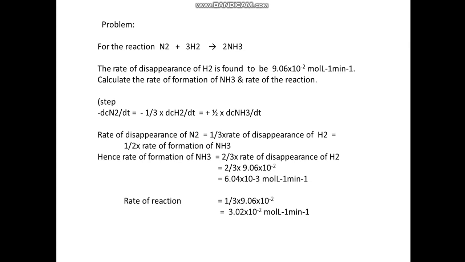This mathematical equation can be written as: the rate of disappearance of nitrogen, that is also equal to the rate of the reaction, is equal to 1 by 3 into the rate of disappearance of hydrogen, that is equal to 1 by 2 into the rate of formation of ammonia. All the three terms stand for the rate of the reaction as such.